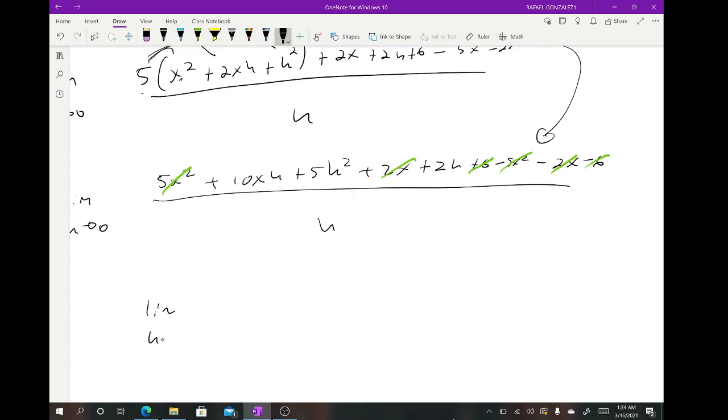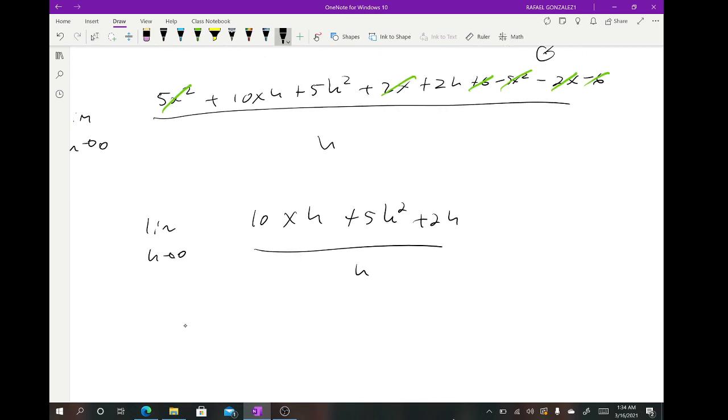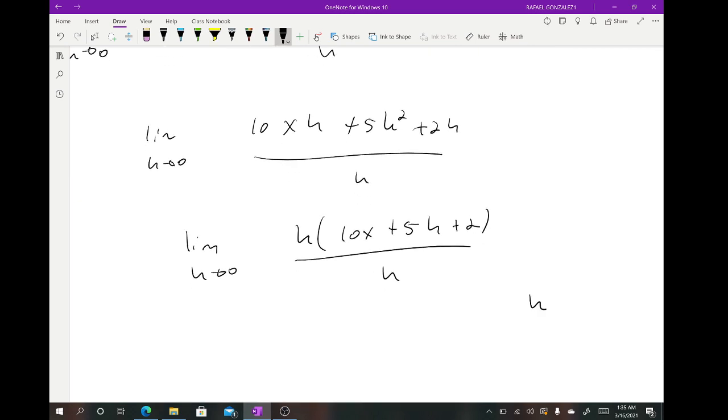So we're left with the limit as h goes to 0 of (10xh + 5h² + 2h) divided by h. Notice that every term in the numerator has an h, so we can factor an h out. So we have h(10x + 5h + 2) divided by h. So long as h is not equal to 0, we could cancel them. So you could cancel these two h's.